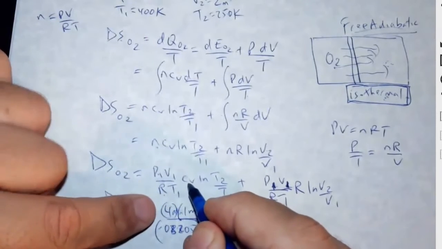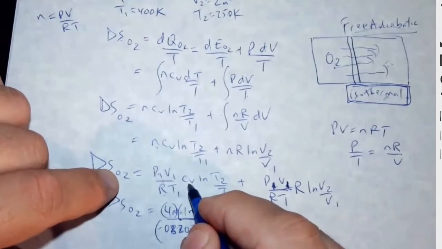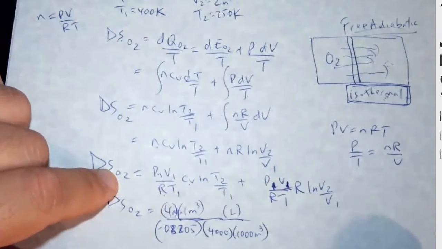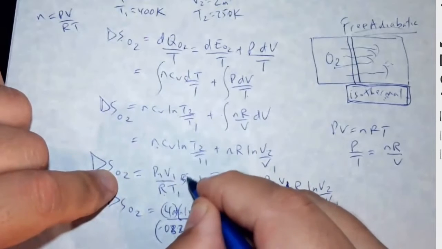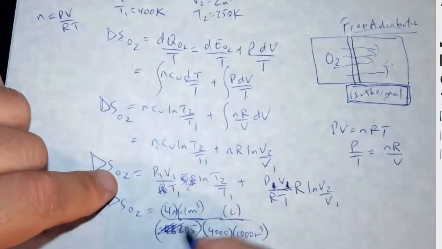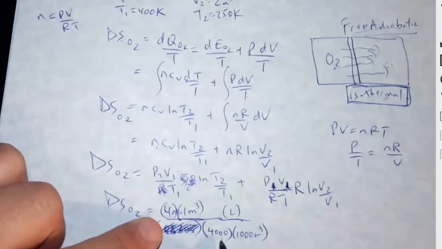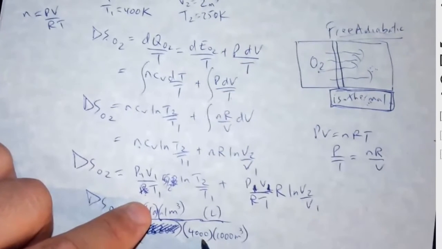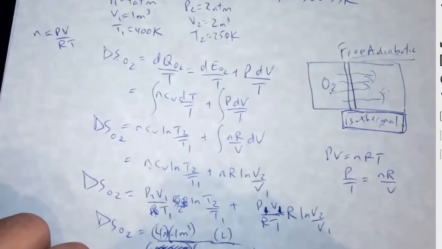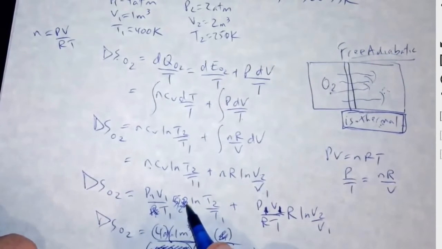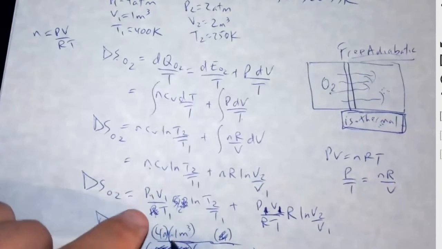Oh, and then CV is, what was that? Oxygen? What's the CV? Oh, that means the R cancels. I don't need R. Because if this is oxygen, the CV is going to be 5 halves R, right? 5 halves R cancels R. So actually, I don't need this. I just need the temperature. I need 4 atmospheres as the pressure, the volume is 1 meter cubed, the temperature is 400 Kelvin. Actually, I don't even need to change this if the R and the R cancel.